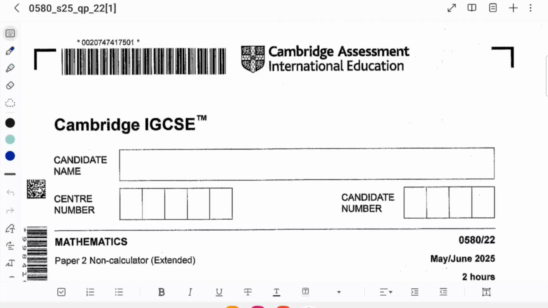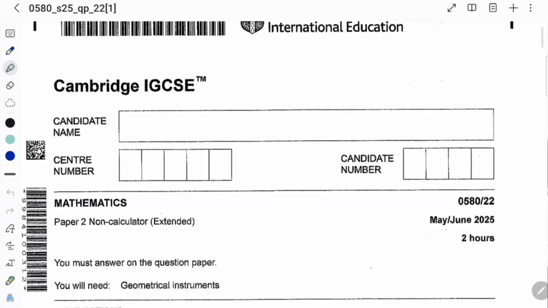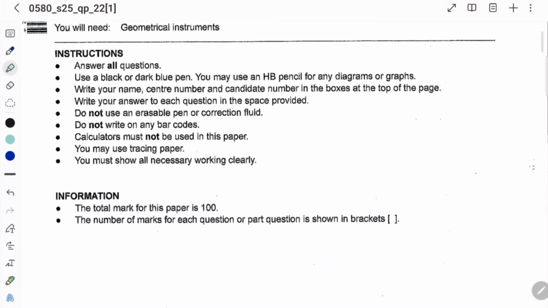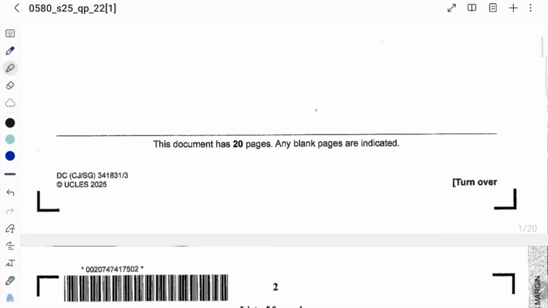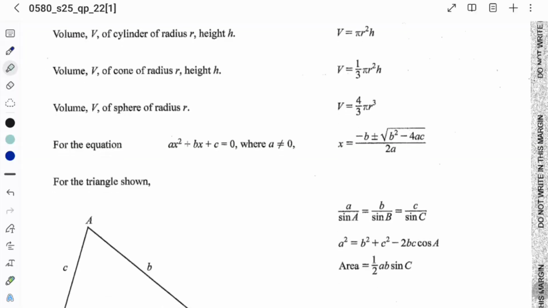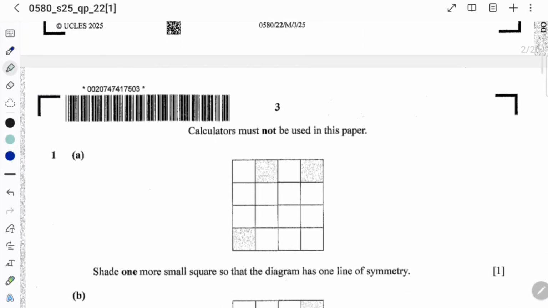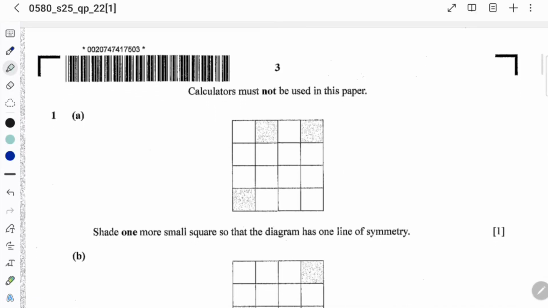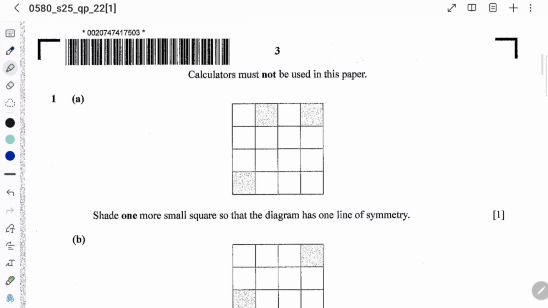Hello everyone. Today we are doing Cambridge IGCSE 0580 paper 22, the non-calculator paper. It's May/June 2025. This 0580 May/June 2025 paper is of 2 hours and it's a non-calculator paper. Instructions are there, the total marks are 100 and a formula sheet is given in this paper. Alright, let's begin. Calculator must not be used in this paper.